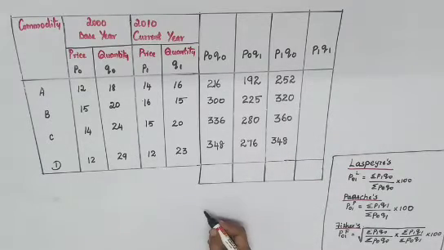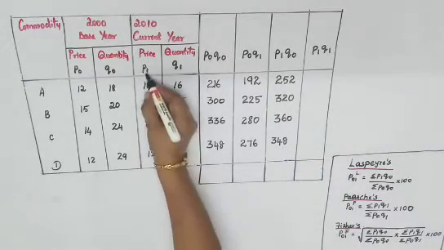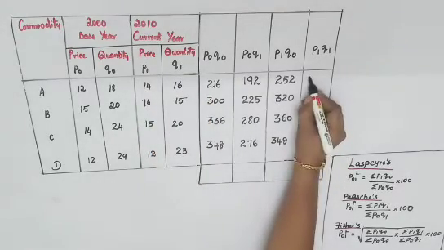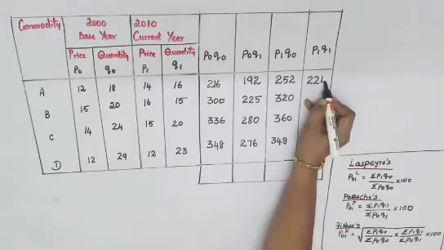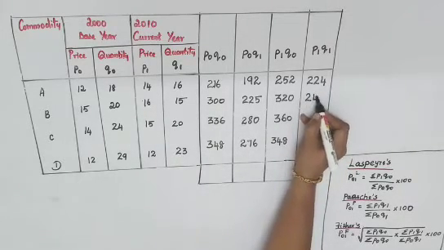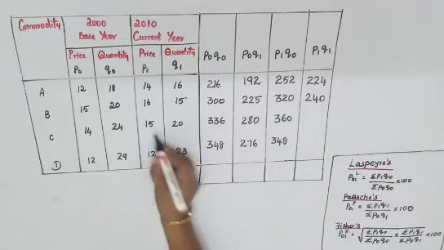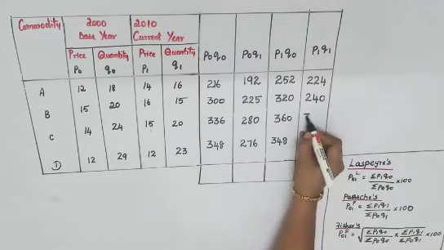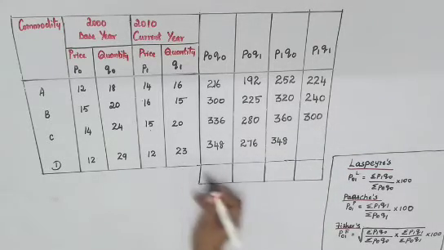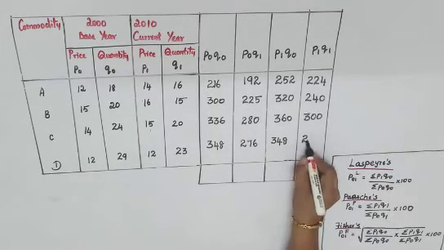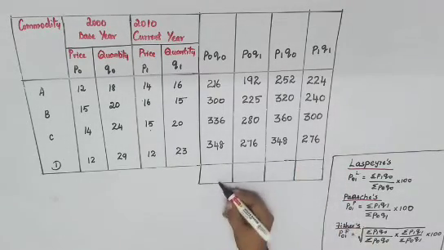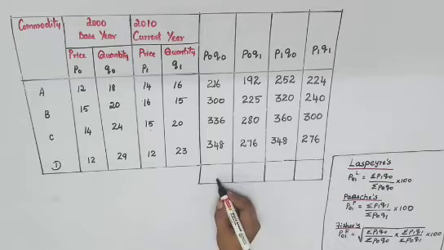So next is P1Q1, the last two columns you multiply. 14 into 16 you will get 224. 16 into 15 you will get 240. Next is 15 into 20, you will get 300. The last one is 12 into 23, you will get 276. Now sigma, the summation of all this data, you will have to find.